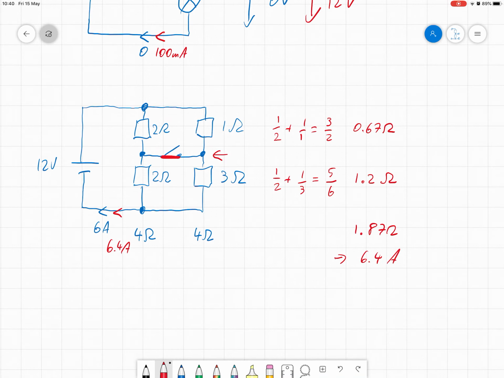I hope that has shown you a little bit about how switches work, how they can affect how you analyze a circuit, and how you can deal with circuits that contain switches and try to interpret what kind of difference the switch makes.